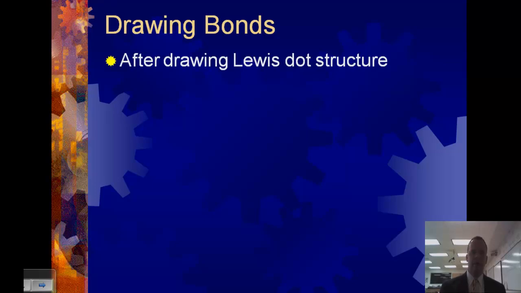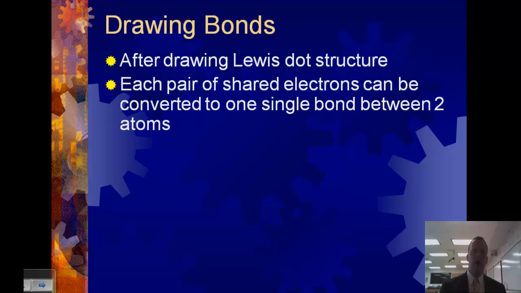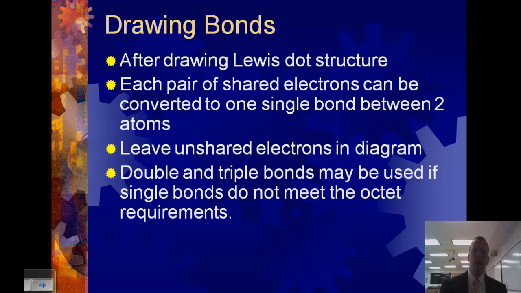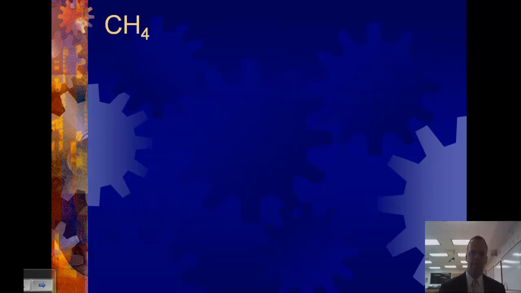Now when we're doing this, after drawing the Lewis structure, we can convert each pair of shared electrons to a line. We want to leave unshared pairs of electrons in the diagram. If you run out of the possibility of using single bonds and it's just not possible to make a structure that meets the requirements of the octet rule with single bonds, then we will move on to using double and triple bonds. A double bond involves 4 electrons being shared between 2 atoms, and a triple bond would involve 6 electrons being shared. So let's start with a pretty basic case.